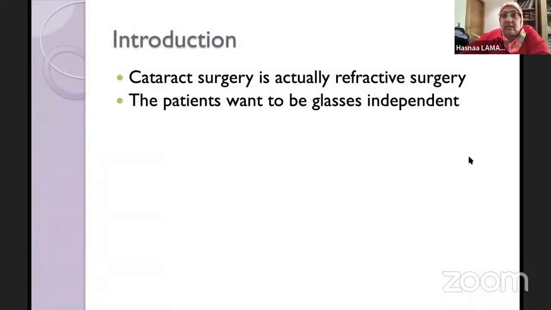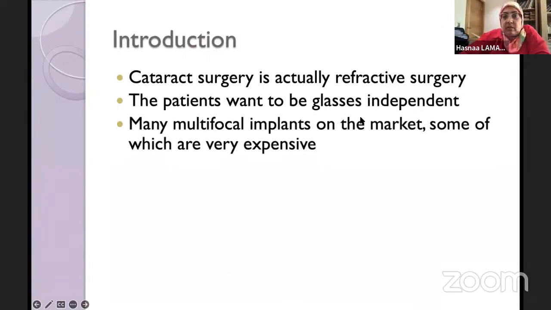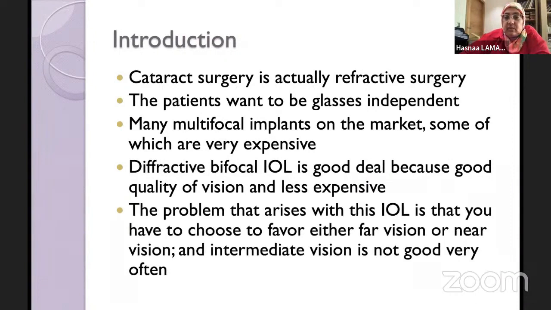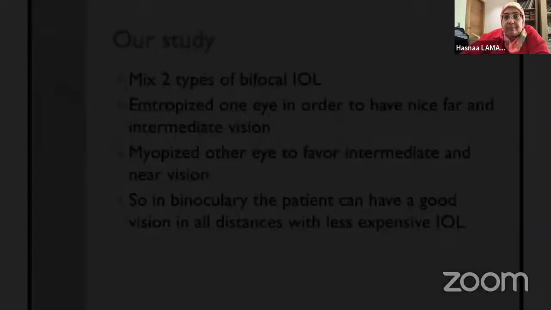Cataract surgery is actually a refractive surgery. The patient wants to be independent of their spectacles. There are many multifocal implants on the market, some of which are very expensive. Diffractive bifocal IOL is a good deal because of good quality of vision and lower cost. The problem with this IOL is that you have to choose to favor either far vision or near vision, and intermediate vision is often not good.